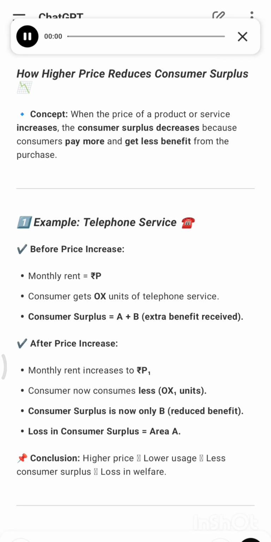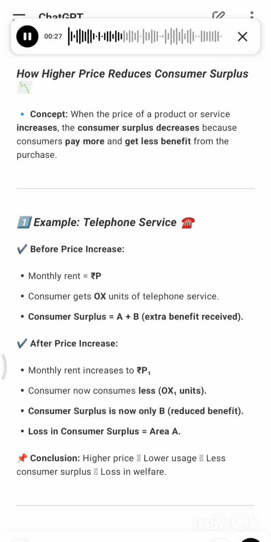How higher price reduces consumer surplus. Concept: when the price of a product or service increases, the consumer surplus decreases because consumers pay more and get less benefit from the purchase. One example, telephone service. Before the price increase, monthly rent equals P, and the consumer gets OX units of telephone service. Consumer surplus equals A plus B, the extra benefit received.